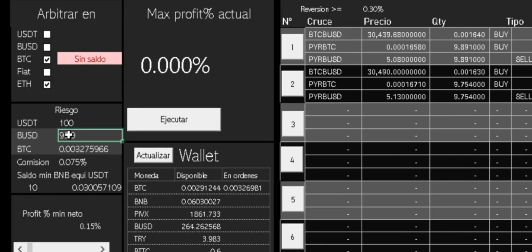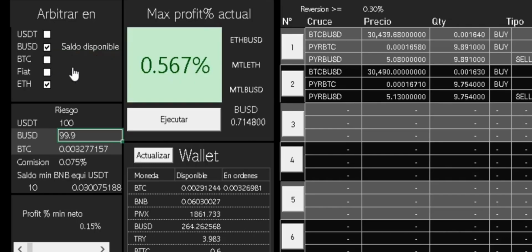Notice that since I don't have this amount of Bitcoins at the moment, it tells me that I don't have a balance, and obviously it won't take opportunities for me. If I put it in BUSD, the safest thing, yes, but I have to uncheck the Bitcoin box, and here I already have an opportunity in BUSD with $100, or 100 USDT converted to BUSD. I have an opportunity that at this moment with these three currency crosses has a profitability of 0.5, and I would be accumulating 78 cents at this time if I execute it.